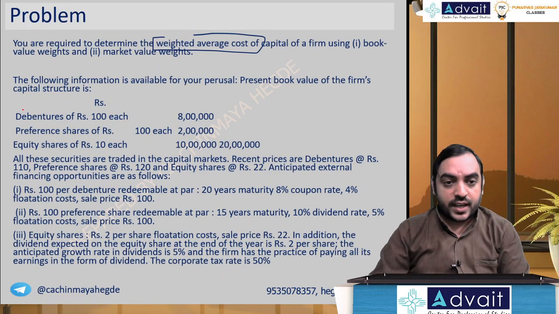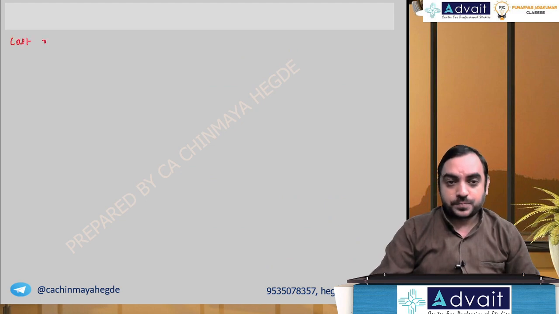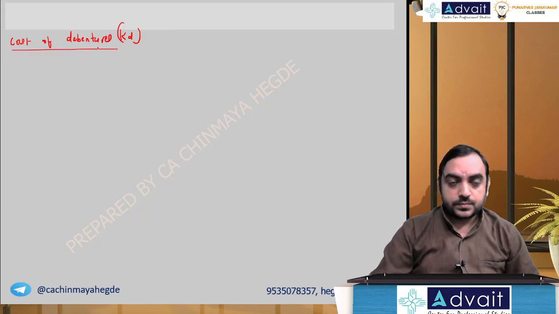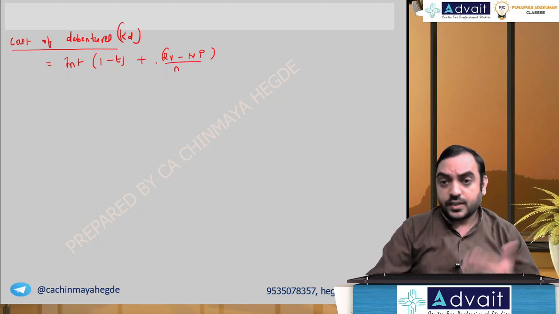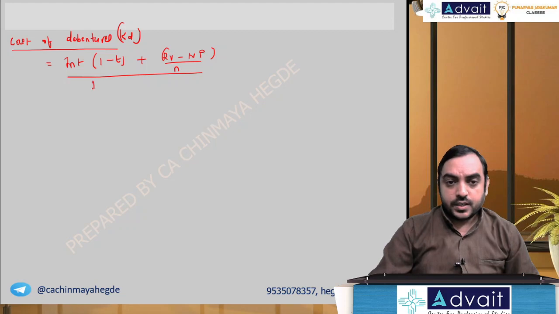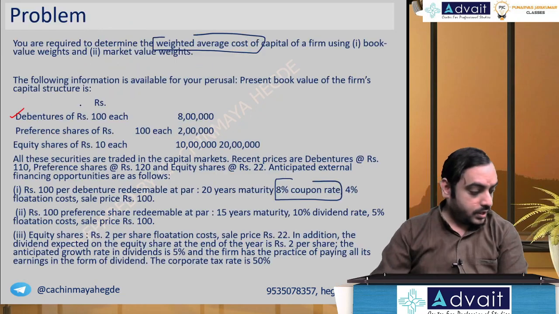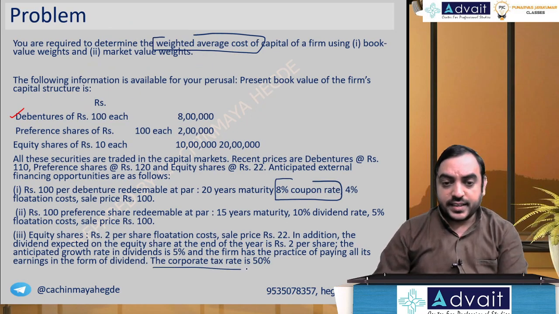So first let's calculate the cost of debentures, Kd. Because it is redeemable debt, I'll use the formula accordingly. That is, interest into 1 minus T, plus redeemable value minus net proceeds divided by N, the remaining time to maturity, N for number of years, divided by redeemable value plus net proceeds divided by 2. So interest: debentures have a coupon rate, and coupon rate is the interest rate, 8%. 8% on 100, that is 8 rupees, into 1 minus T, the tax rate, given at the end, corporate tax 50%.